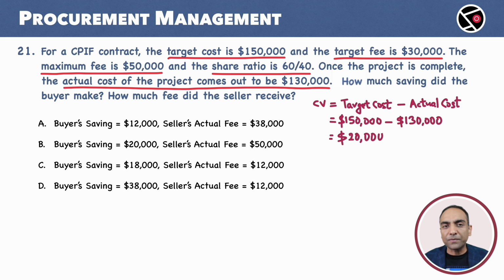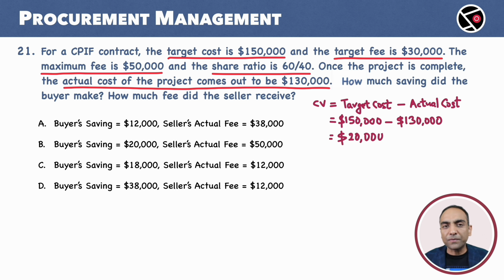If you look at the options, only A has seller's actual fee at 38,000. Seller's actual fee in B, C, and D is incorrect. A should be our choice. Still, for the sake of completion, let us calculate the buyer's savings too.